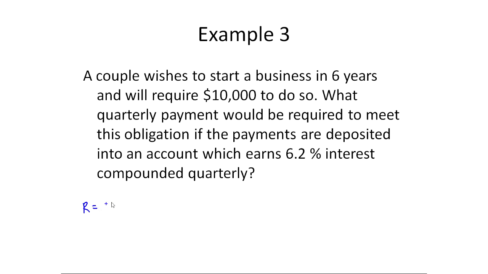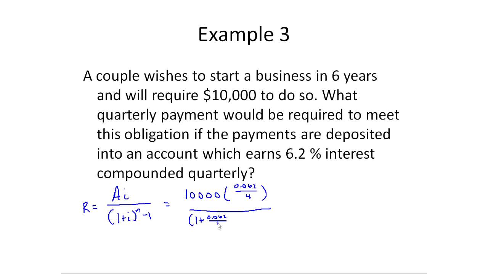So that would be R equals AI divided by 1 plus I to the n minus 1. So the future value we have in mind is 10,000. The periodic interest rate is 0.062 divided by 4 because it's quarterly. And then that is divided by this whole value right here. Now the n, 6 years but quarterly, so this will be 6 times 4. So you calculate this, make sure you get the same thing as me. I get $347.14.